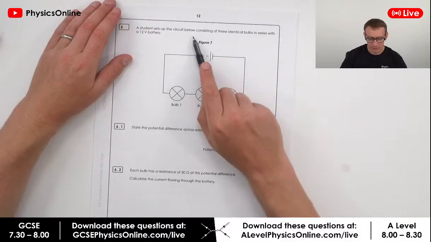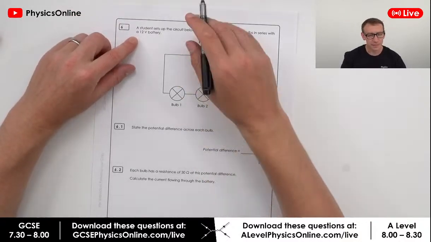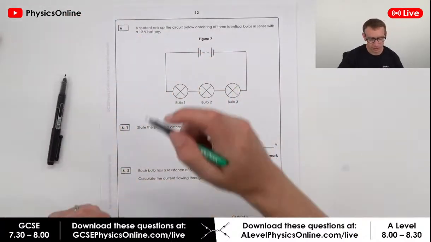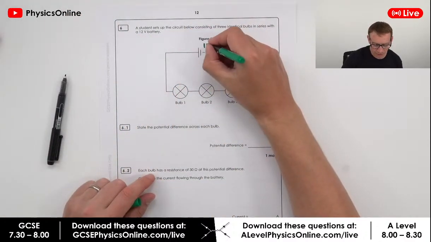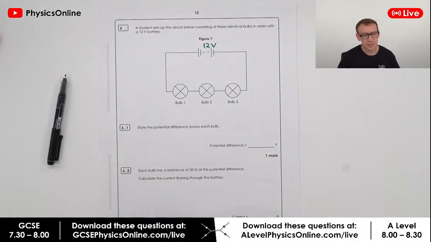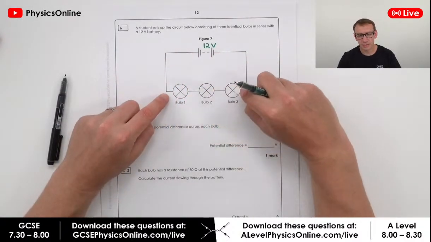circuits. So we've got a circuit with 3 identical bulbs in series with a 12-volt battery. Now, although we've got data given to us up here in the question, I think it's always a good idea to add this information onto the question. Right, the first one: state the potential difference across each bulb. Well, what we have is a 12-volt power supply, and we have 3 identical bulbs.